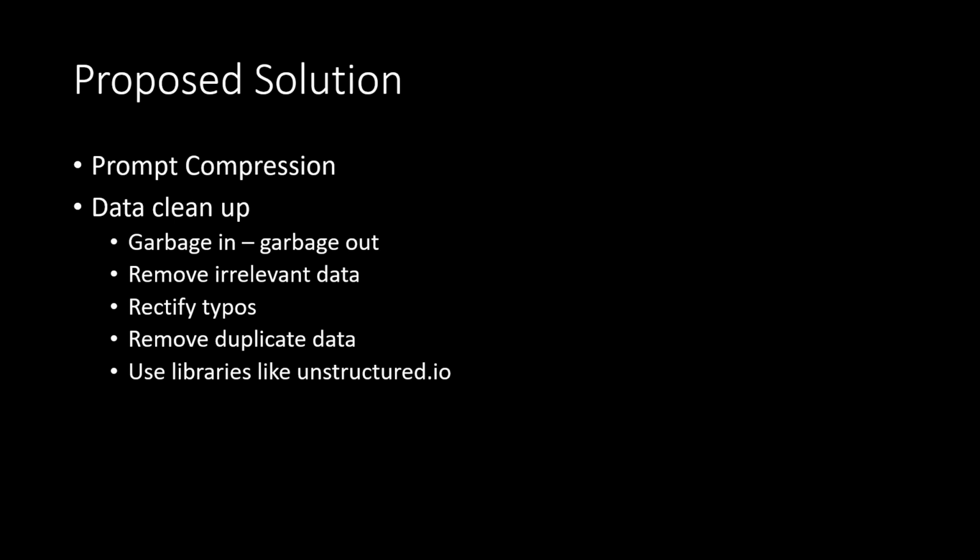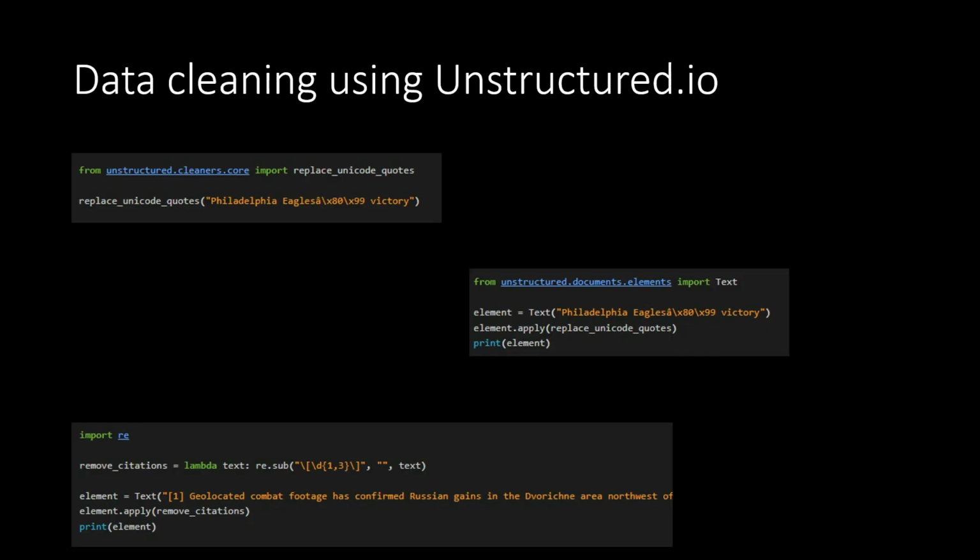And the last one, which is my personal favorite, is using libraries like Unstructured IO. I have already spoken about this library in, I believe, two of my videos, but let me quickly pull some examples from the documentation and we can understand how we can use this library in a data cleaning process. If you look at the first snippet, these snippets I have pulled directly from the Unstructured IO documentation. In the first snippet you can see I'm calling replace Unicode quotes. What it will do is replace those Unicode characters from this particular string. So x80, x99 will be removed.